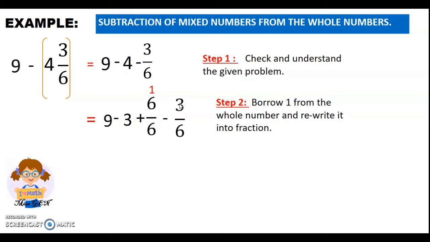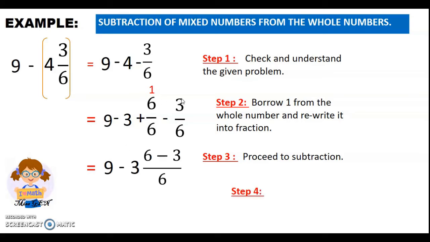Since we will subtract our fraction from a whole number, that's why we borrow 1 and we make it into fraction so that we can subtract our fraction here. So let's proceed. Step 3, proceed to subtraction. So 9 minus 3 and 6 minus 3 over 6. So 9 minus 3 is 6, and 6 minus 3 is 3, and our common denominator is 6.